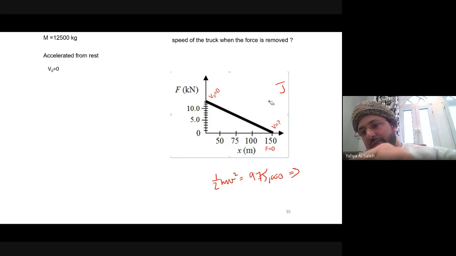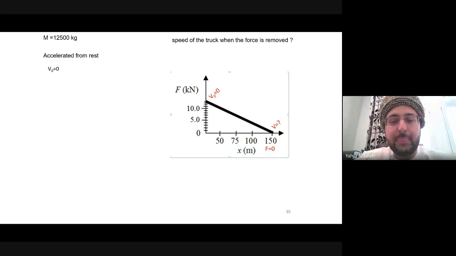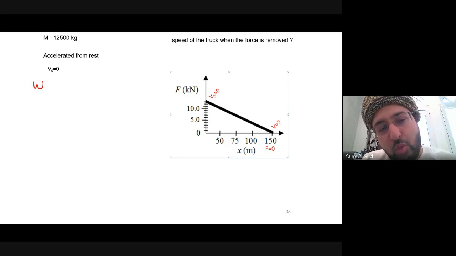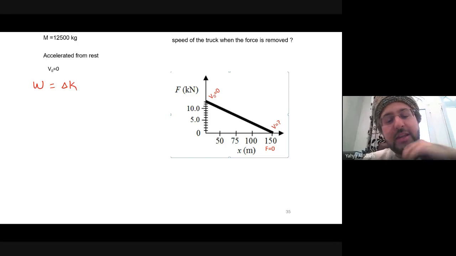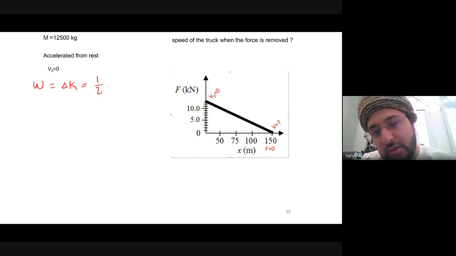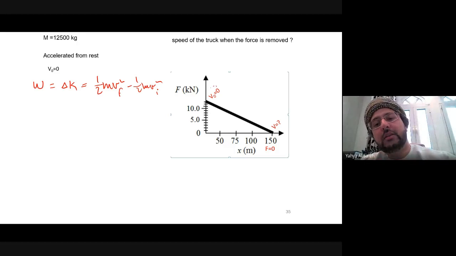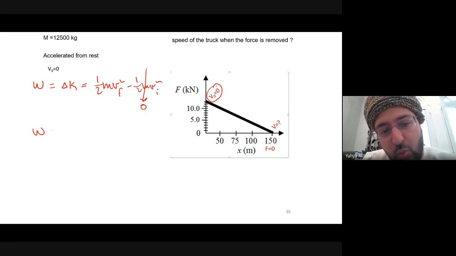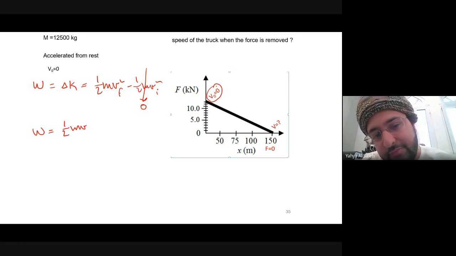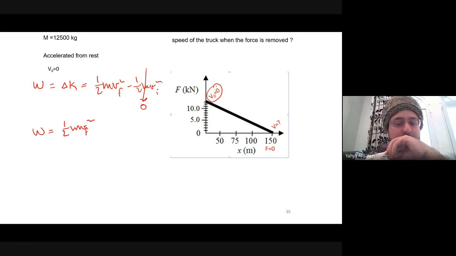Those of you who are still confused, I will do it without all the extra typing. We're using the work energy theorem. Work equals net change in kinetic energy, which is half mv final squared minus half mv initial squared. What is my initial velocity? 0. The truck moves from rest, so this all goes to 0. So my work is equal to half mv final squared. We want to know what the final velocity squared is.